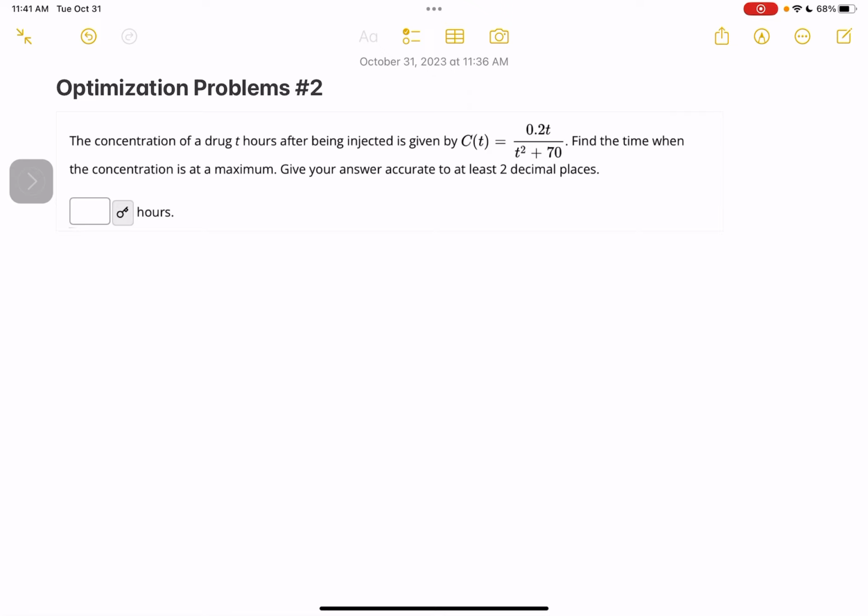So it says the concentration of a drug T hours after being injected is given by C of T equals 0.2 T over T squared plus 70. Find the time when the concentration is at a maximum. Give your answer accurate to at least 2 decimal places.